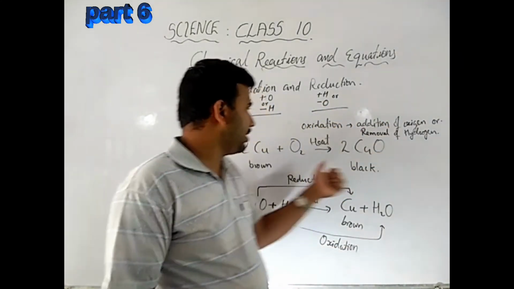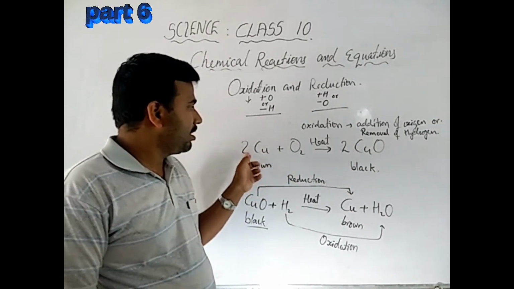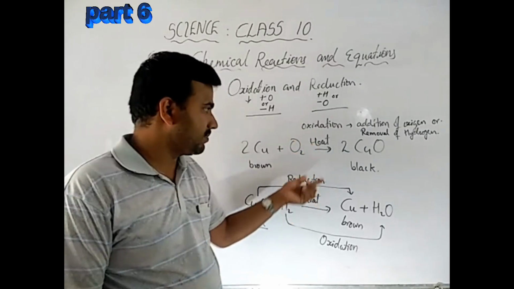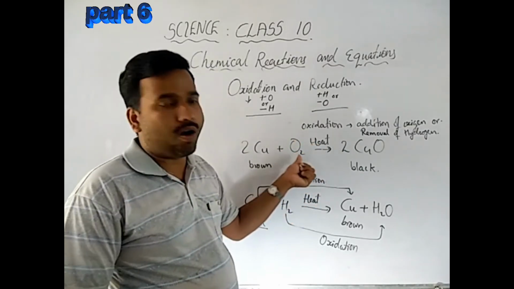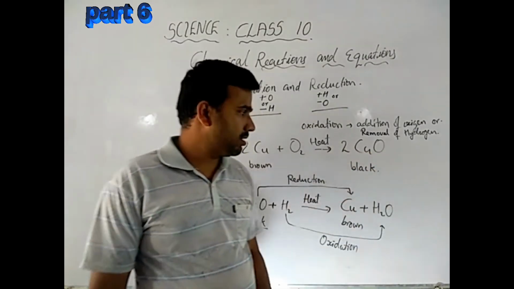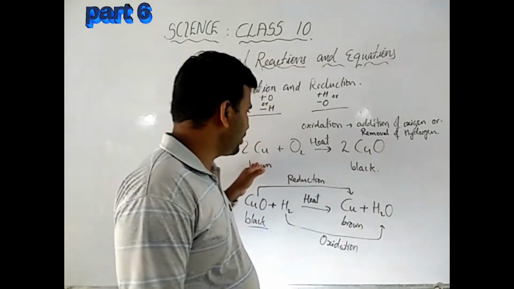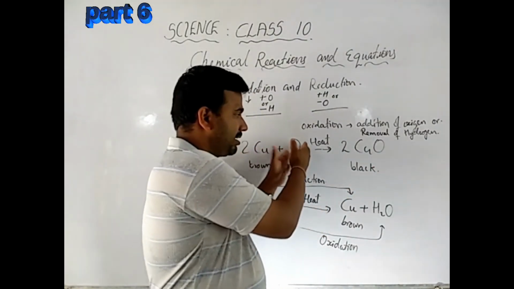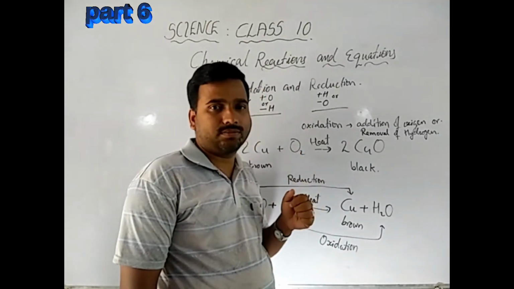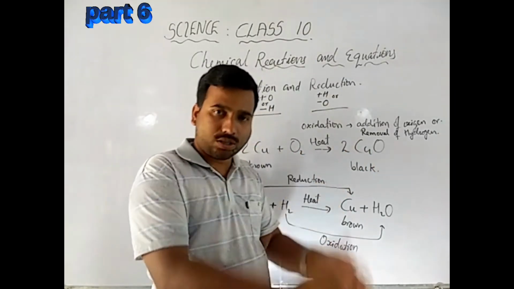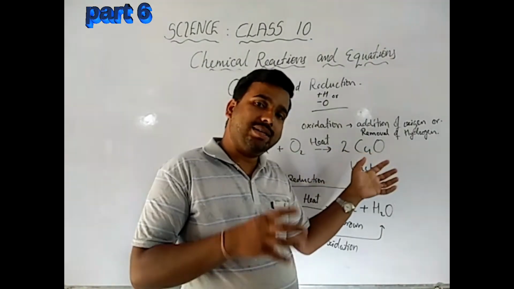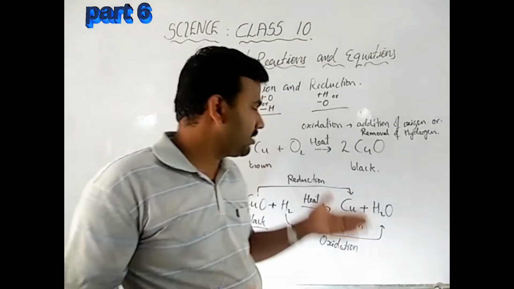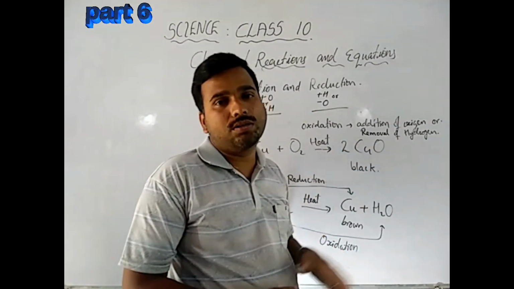So now let us look at one chemical reaction. When you take copper turnings, which are brown in color, and heat them, they combine with oxygen to form copper oxide, which is black in color. In this reaction, what type of reaction is it? Here copper, the reactant, is combining with oxygen to form copper oxide. The substance copper is getting oxidized, or copper is getting added with oxygen. So we can name this reaction an oxidation reaction.